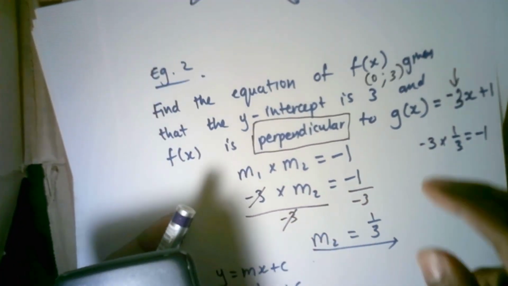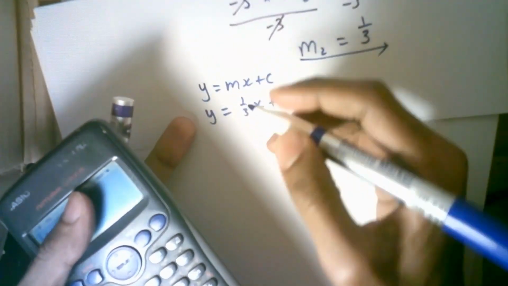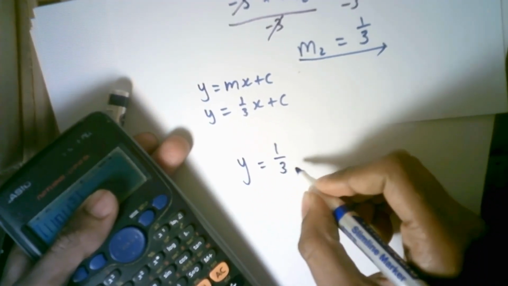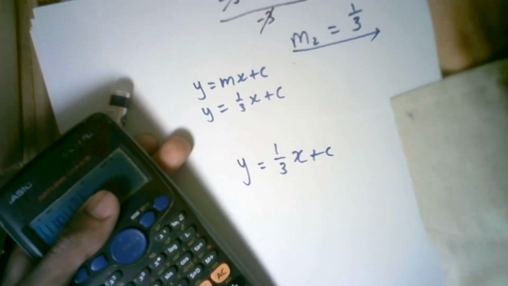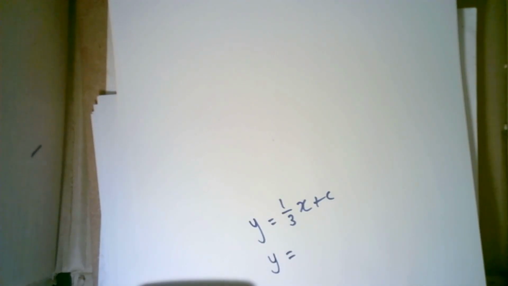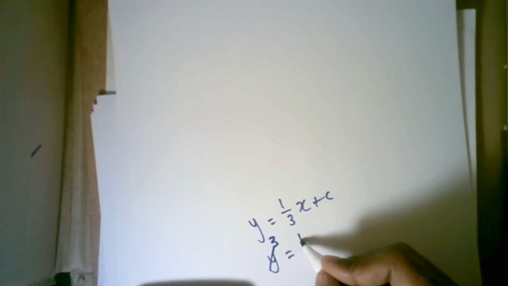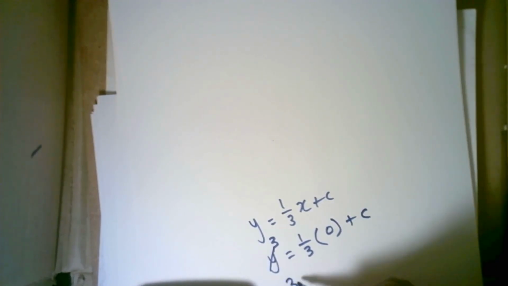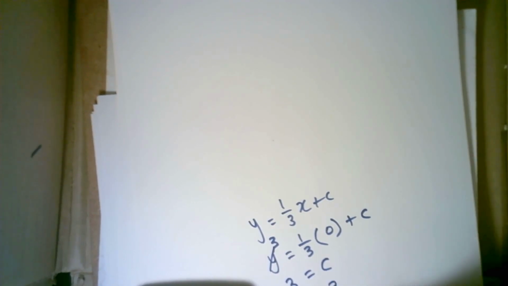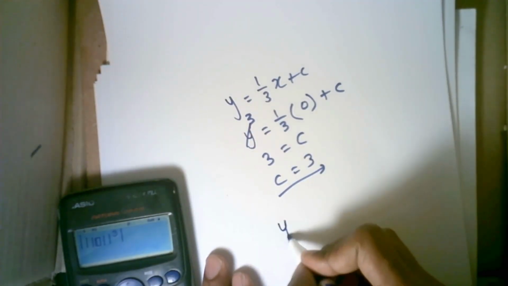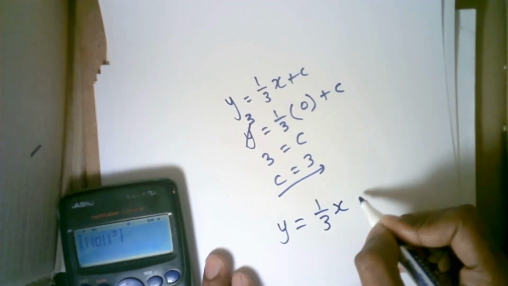Let me just get a new page out here as well. So I have y is equal to a third x plus c. I'm just going to continue on this. We have the value of y, we said that it's 3, is equal to a third, and I'm going to substitute 0 in the place of x, plus c. So 3 is equal to c, c is equal to 3. So my final equation is y is equal to a third x plus 3.